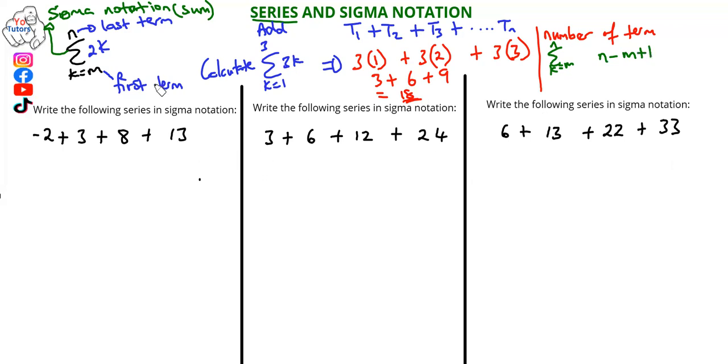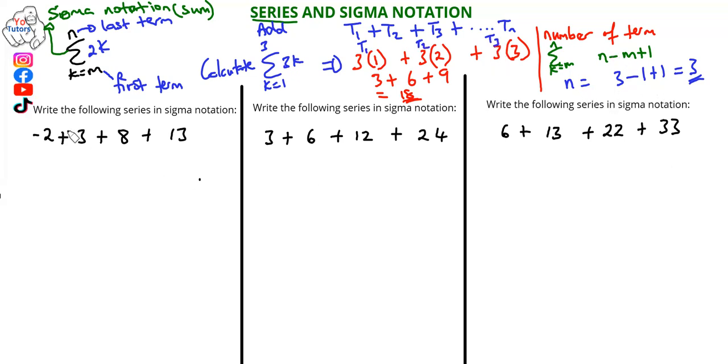So for example, if we apply this to what we have here, the number of terms is going to be 3 minus 1 plus 1, which means there are 3 terms. As you can see, we have the first term, the second term and the third term, so we only have 3 terms in this case, T1, T2, T3. This is how you find the number of terms.